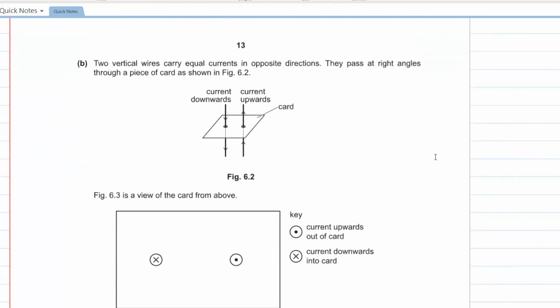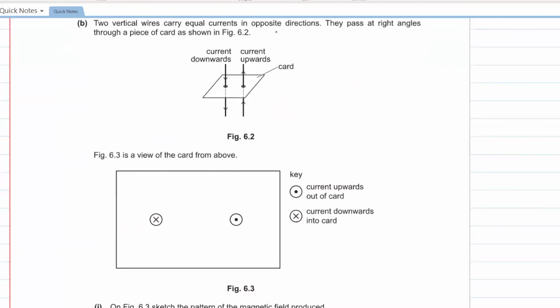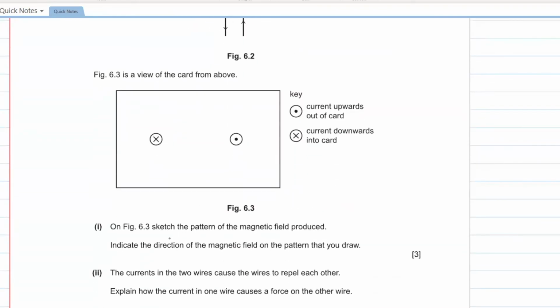Let's see this. Two vertical wires carry current in opposite directions. Perfect. They pass at right angles through a piece of card as shown in figure 6.2. Figure 6.3 is a view of the card from above. Always remember, if current is being carried in opposite directions, the wires will repel each other. On figure 6.3, sketch the pattern of the magnetic field line produced. Indicate the direction of the magnetic field line pattern that you made.